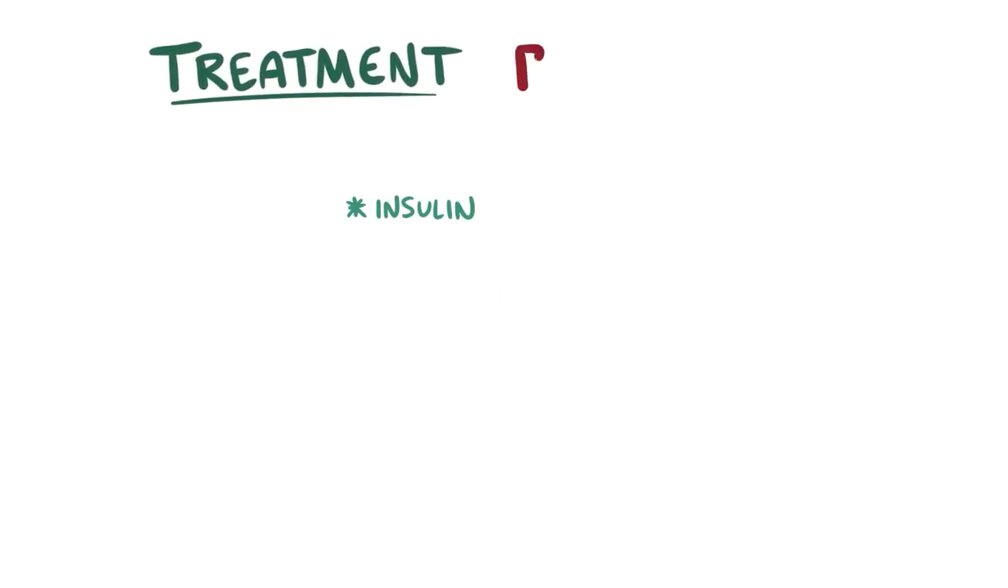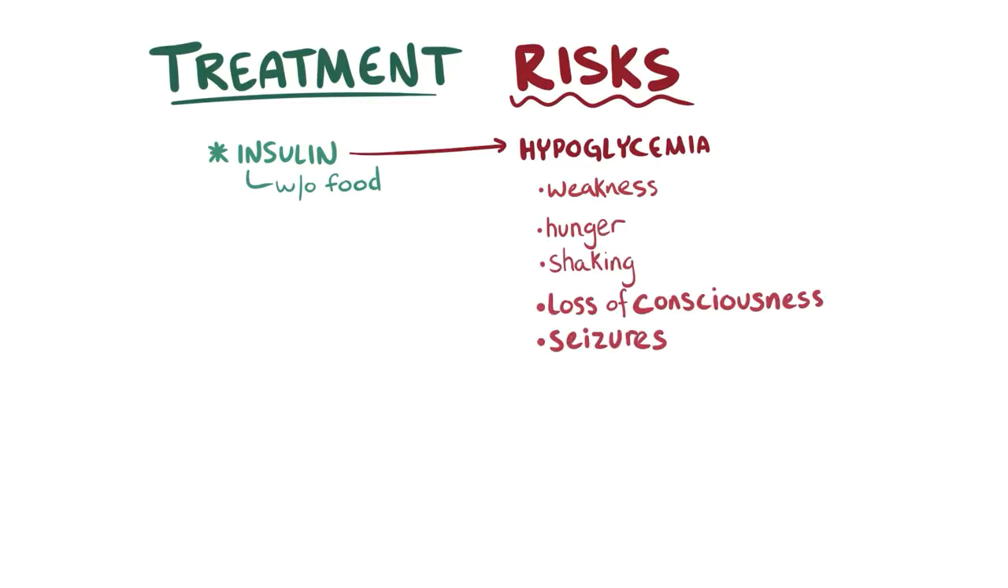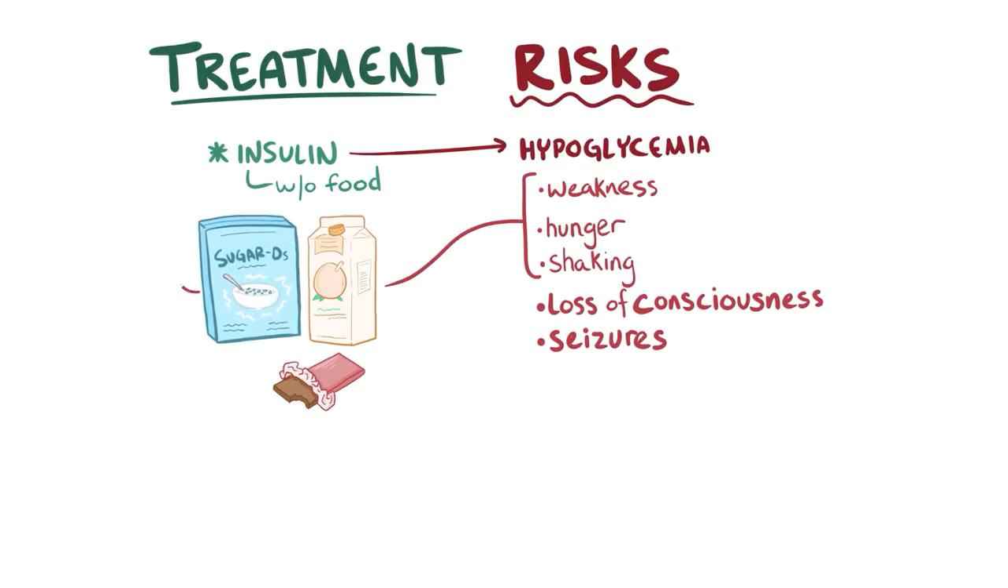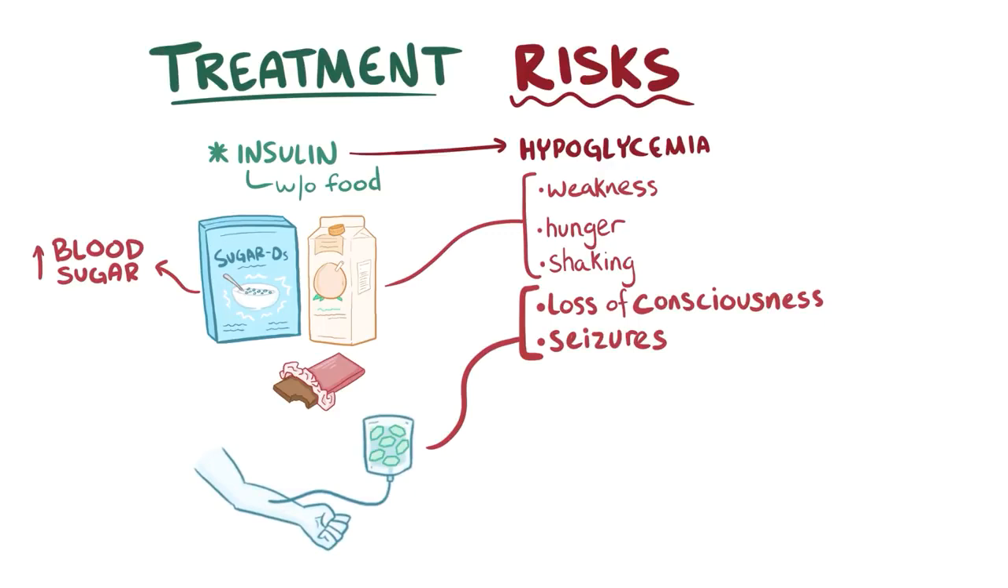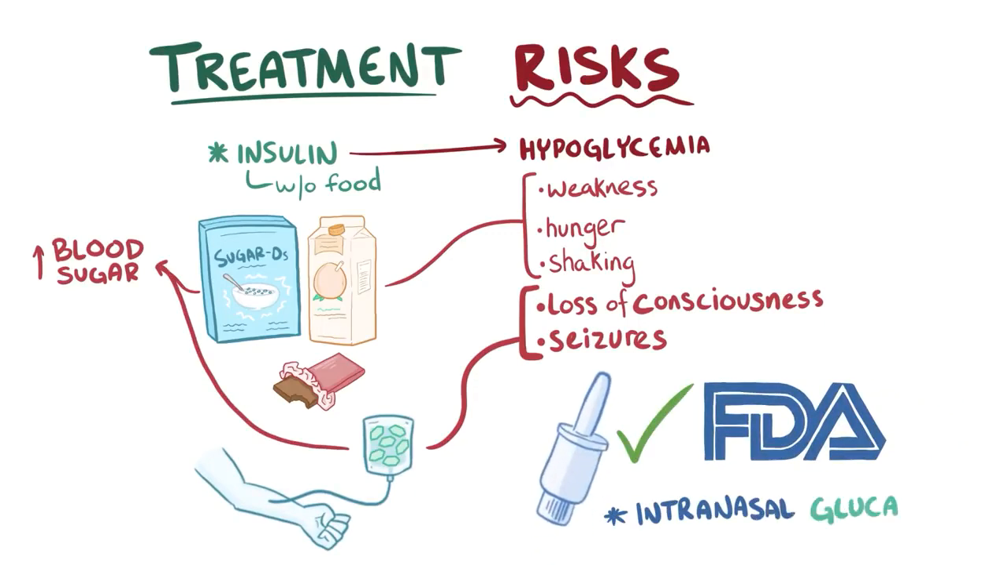Something to bear in mind is that insulin treatment comes with a risk of hypoglycemia, especially if insulin is taken without a meal. Symptoms of hypoglycemia can be mild, like weakness, hunger, and shaking, but they can progress to a loss of consciousness and seizures in severe cases. In mild cases, drinking juices or eating candy or sugar might be enough to bring blood sugar up. But in severe cases, intravenous glucose should be given as soon as possible. The FDA has also recently approved intranasal glucagon as a treatment for severe hypoglycemia.